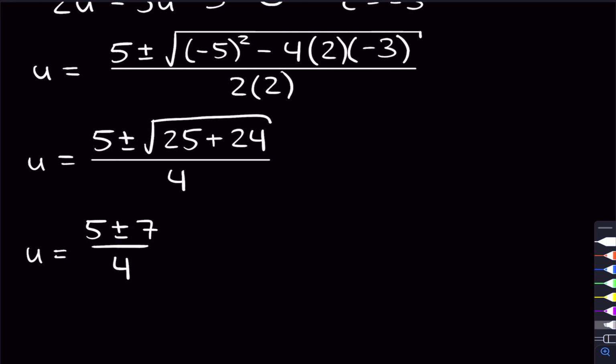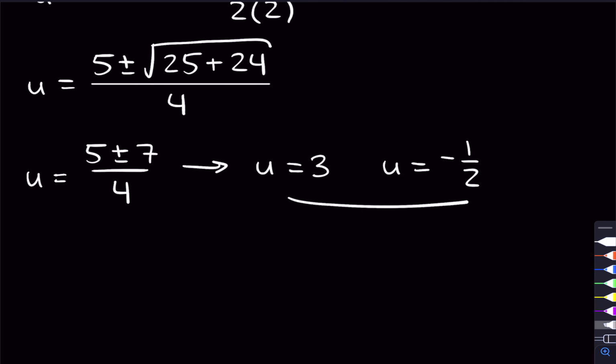So that simplifies pretty nicely. And from there, we can get our two values for u. U is going to equal 5 plus 7, which is 12, and that divided by 4 is 3. And u will equal 5 minus 7. 5 minus 7 is negative 2, and negative 2 over 4, that's a fraction that you can simplify to negative a half. So here we get our two values of u, and we're not done yet.